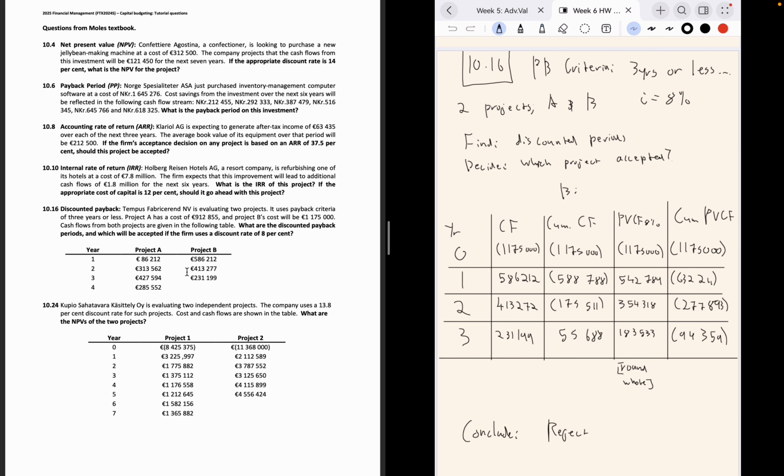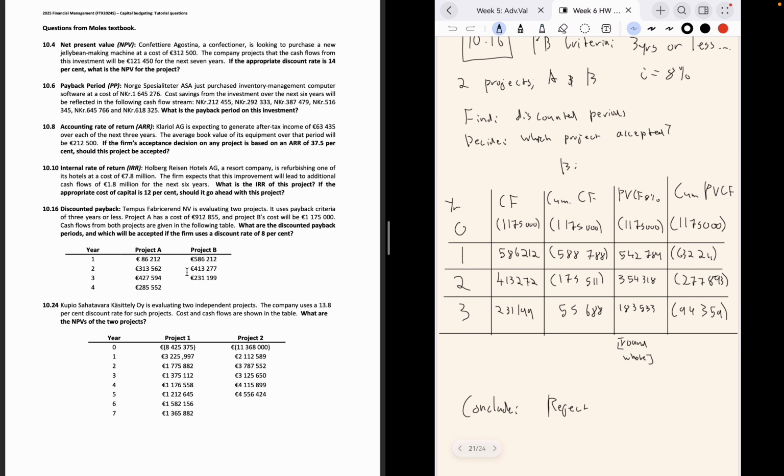So you never let them know your next move. I'm going to start with B instead of with A. That's just because as I was writing this out, I did B first thinking it was A, and then I was too far along ahead, so I just did B first. So in year 0, the project B costs us 1,175,000. So that in year 0, that is our cash flow, that is our cumulative cash flow, that is our present value cash flow, and that is our cumulative present value cash flow.